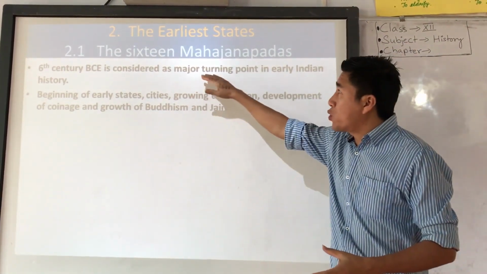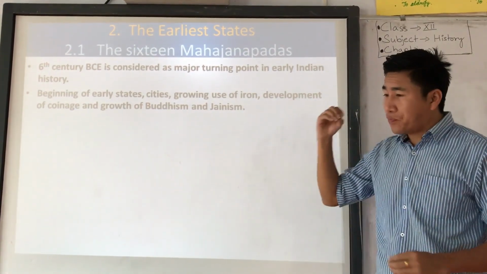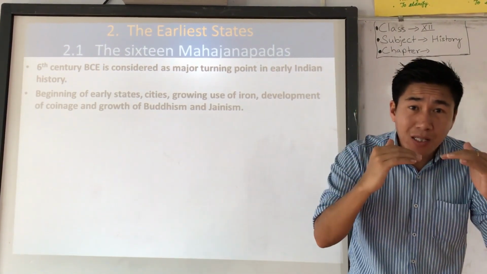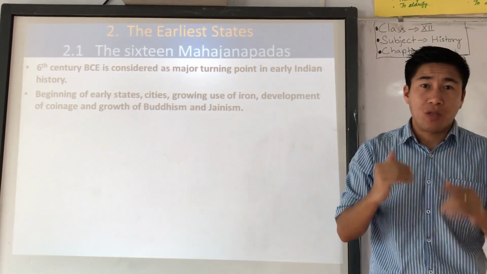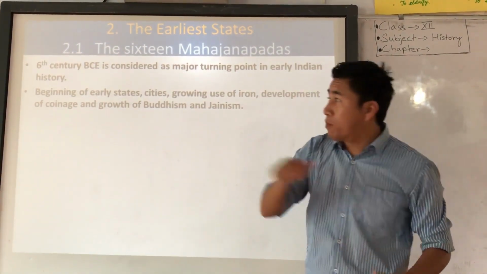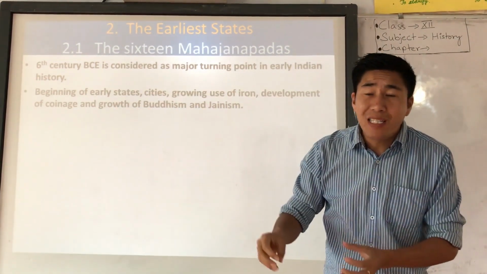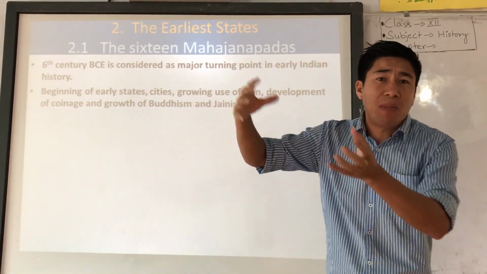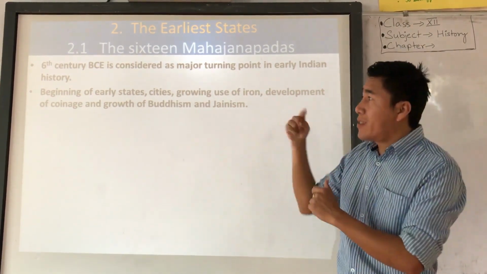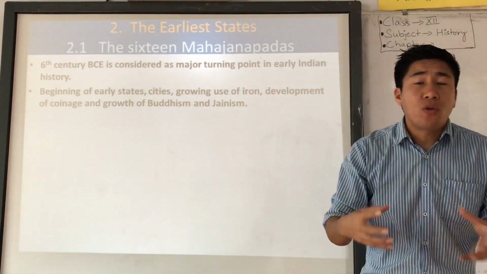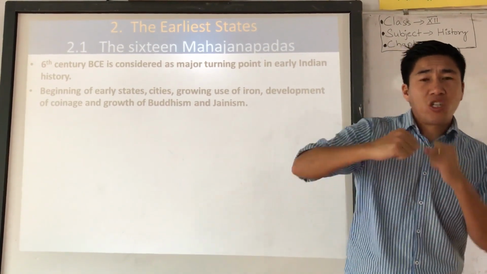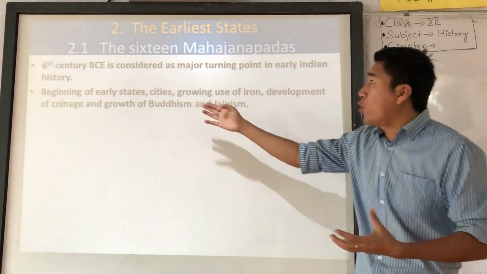See, if the question asks like that, you need to write like this. The 6th century BC is considered a turning point in Indian history because, point number 1, you need to write in points, understood? Point number 1, it is the beginning of early states and cities like the 16 Mahajanapadas mentioned in Buddhist and Jain texts. And second point, growing use of iron. Different kinds of iron were used to make weapons, shields and utensils.